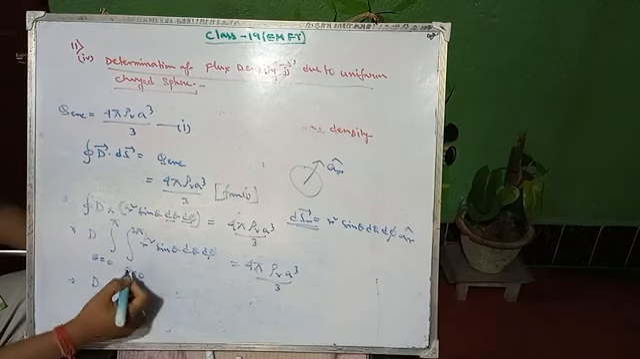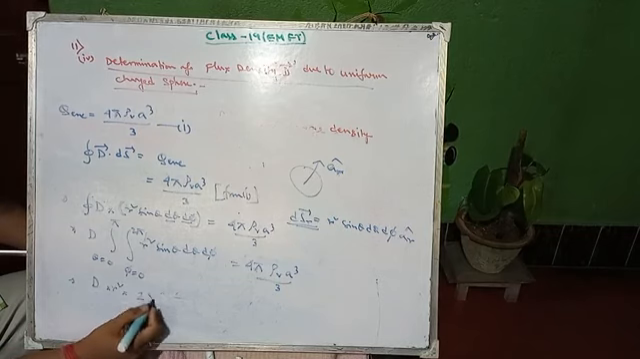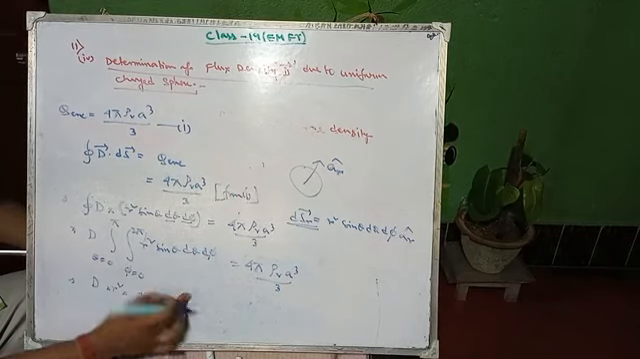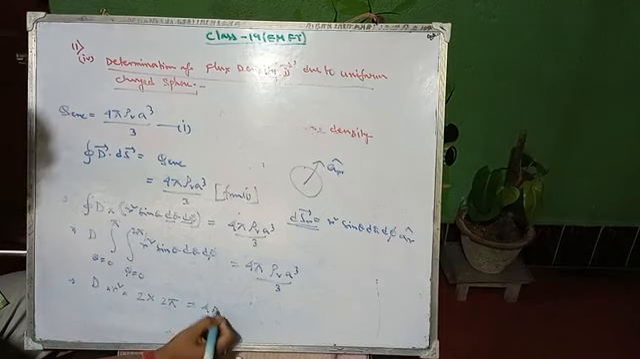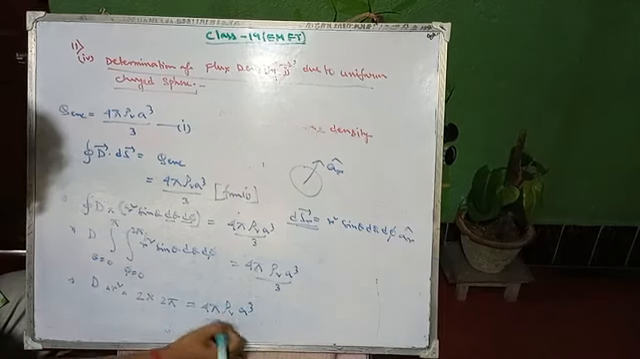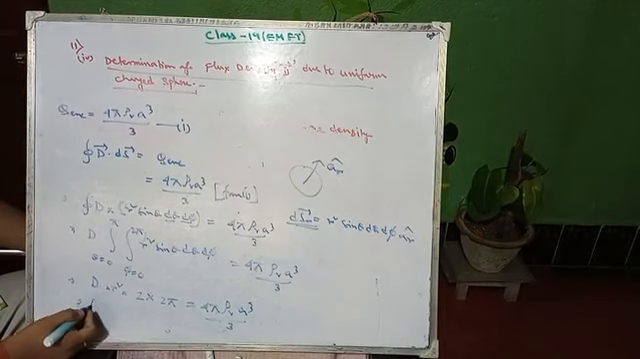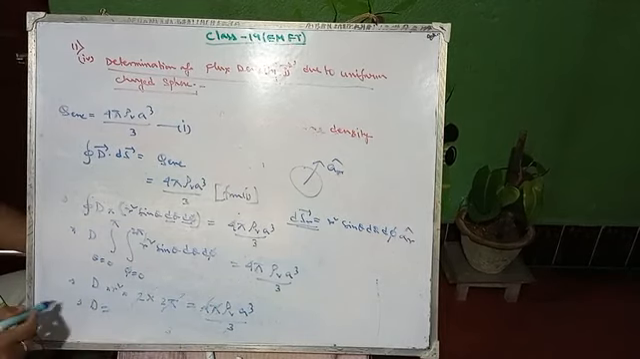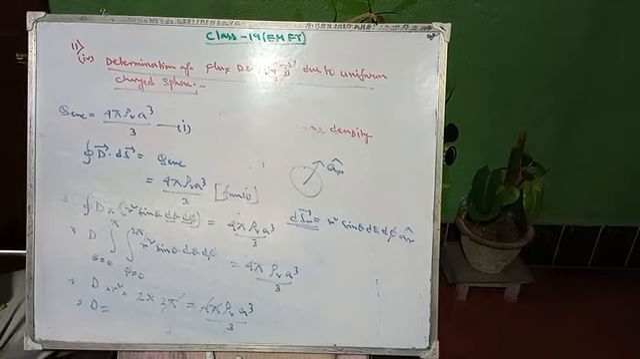r square sine theta d theta integrates to 2, and similarly d phi, if we integrate, will be 2 pi. It will be equal to 4 pi rho V a cube by 3. So after calculating, D equals, so 4 pi will be cancelled out.